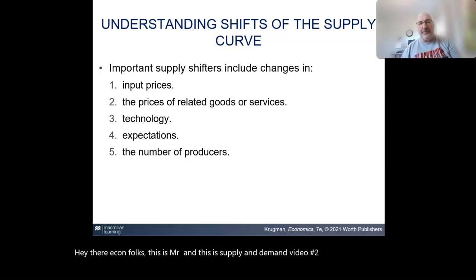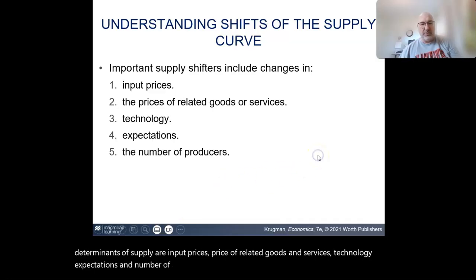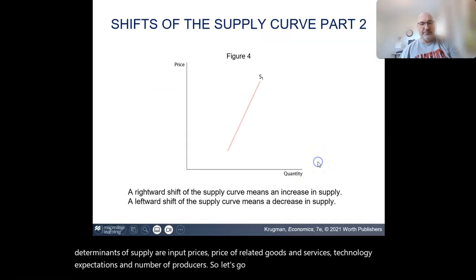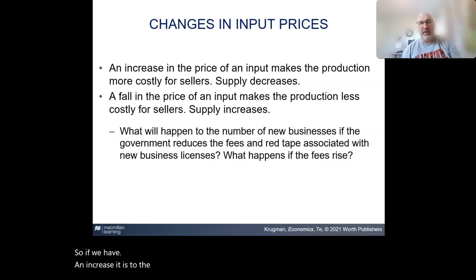So, our determinants of supply are input prices, price of related goods and services, technology, expectations, and number of producers. Let's go through these really quick. If we have an increase, it is to the right, decrease to the left.